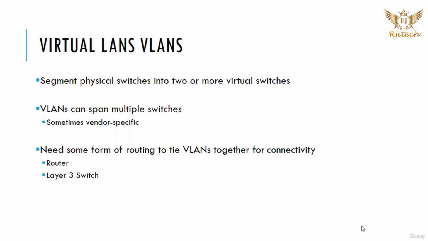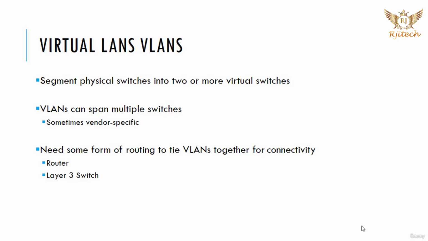Let's have a look here at a concept that is the virtual LANs, dividing one physical switch into two or more virtual switches through dividing it into virtual LANs. The VLAN is composed of one or more ports inside the switch that is composing VLAN 1, and for VLAN 1 to communicate with VLAN 2, this needs a router to be inside or a layer 3 switch to be between them. So VLANs need some form of routing to tie them together for connectivity. This routing can be done via router or via layer 3 switch.